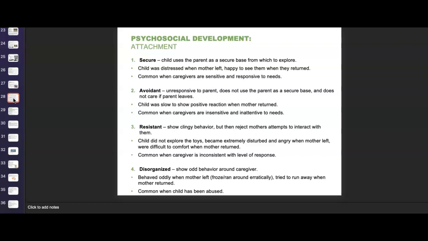And the 4th one that was discovered later on was disorganized, meaning that they show odd behavior around the caregiver. They behaved oddly when the mother left, froze, ran around erratically, and tried to run away when the mother returned. This is common when a child has been abused.